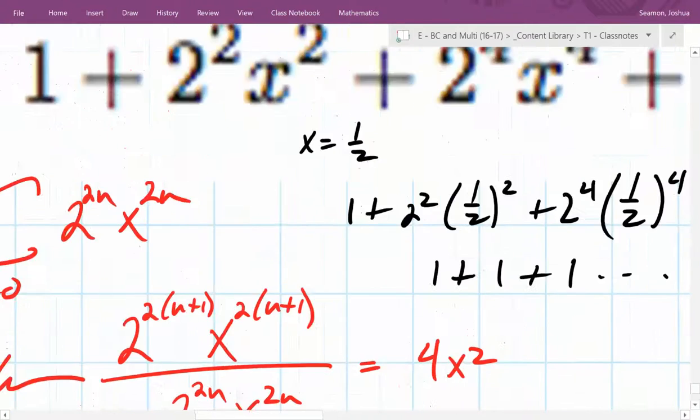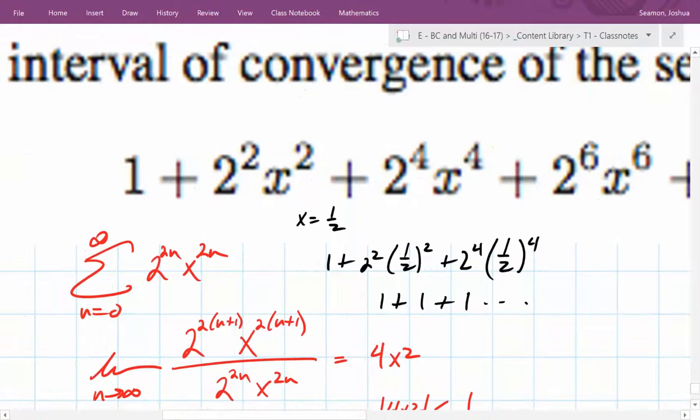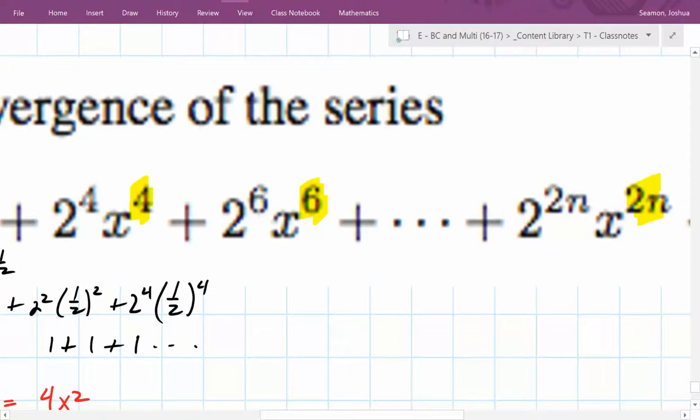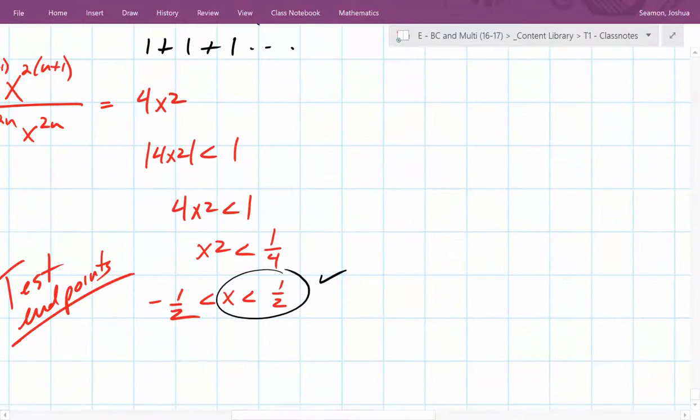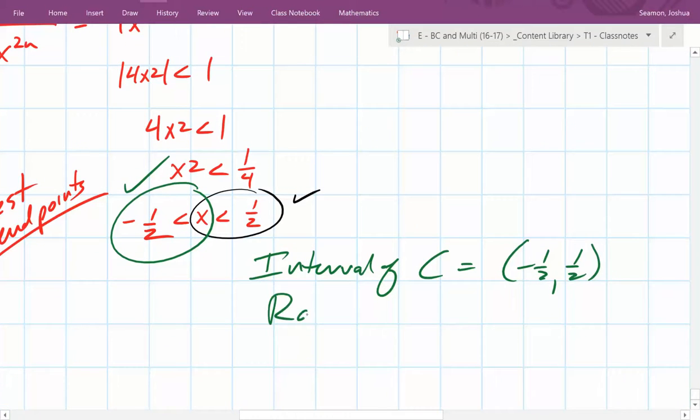What about negative 1/2? Is negative 1/2 going to change anything about this? All the powers are even, right? So when we plug in negative 1/2, it doesn't change anything. It's always even. So we checked both sides. What is the interval of convergence? Negative 1/2 to 1/2. What's the radius of convergence? 1/2. Yep, the radius of convergence is 1/2. That's correct. You test the endpoints.